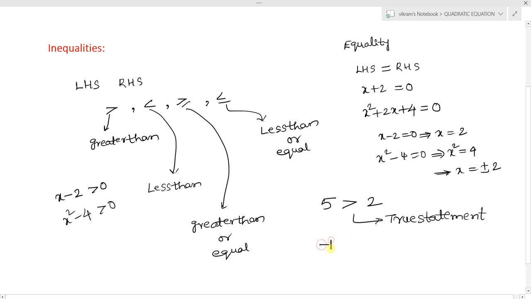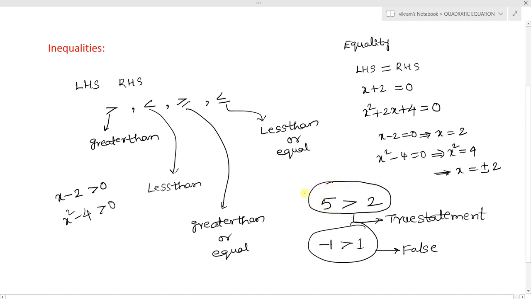For example, minus 1 is greater than plus 1. Here this inequality is not a true statement, it is a false statement. So the inequalities are used to check true or false statements, and generally we use the symbols greater than, less than, greater than or equal to, and less than or equal to.